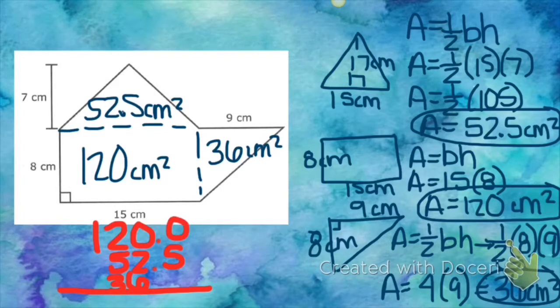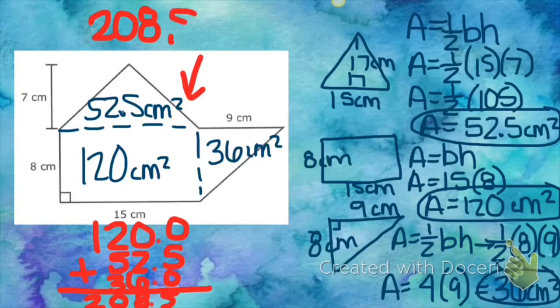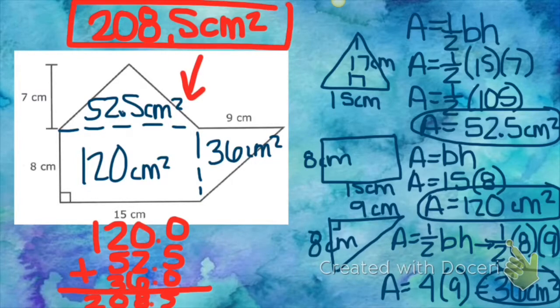I'm going to go ahead and line up my decimals and add some zeros there just to make myself feel a little better. And when I add that up, I get 208 5/10. So the composite area of this is 208 5/10 centimeters squared. And I'm going to box this because this is my end game answer.